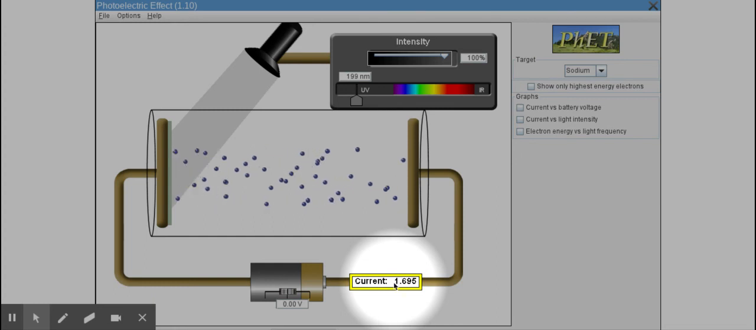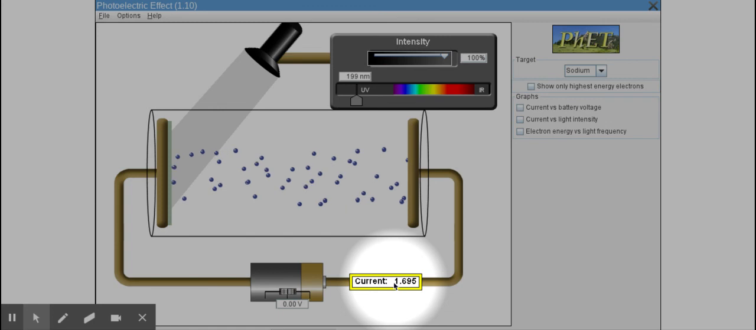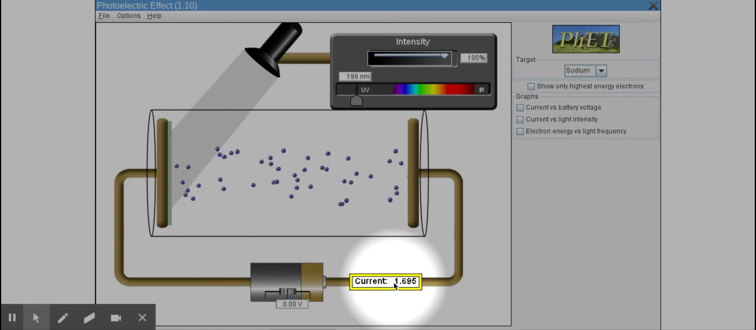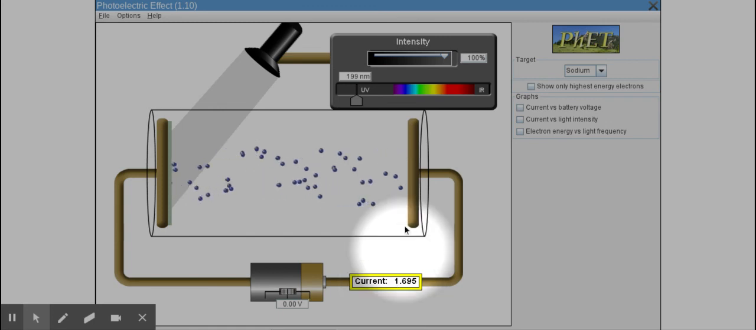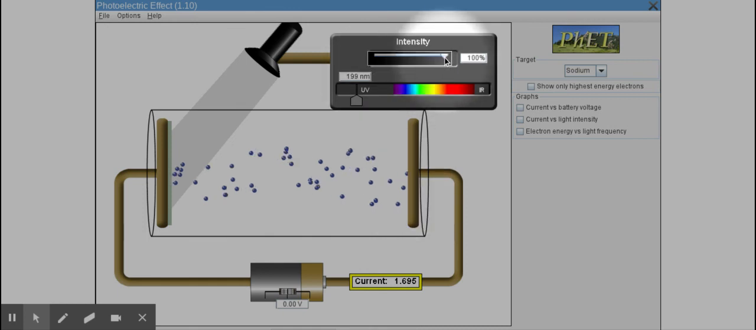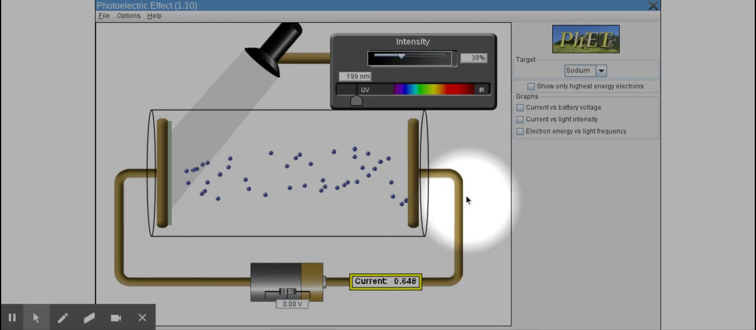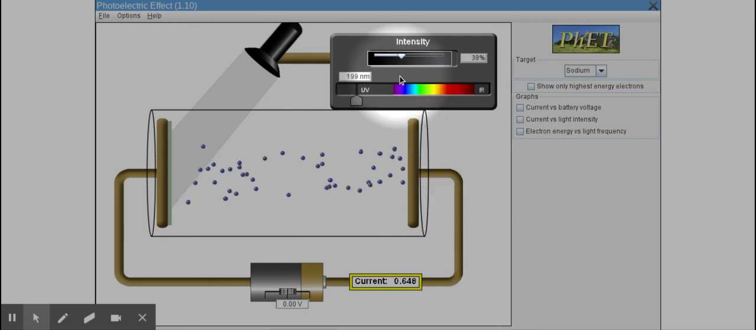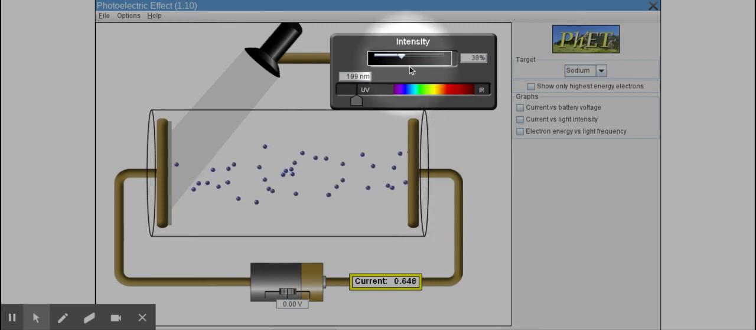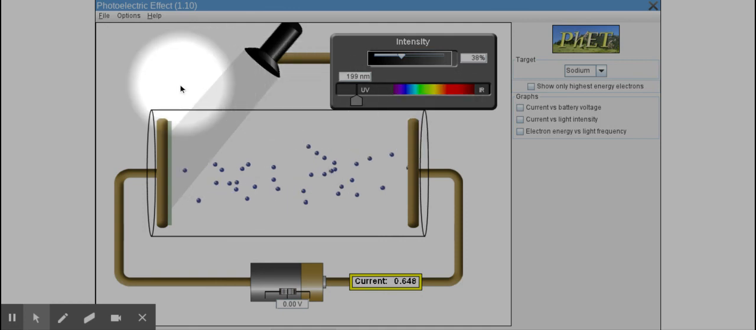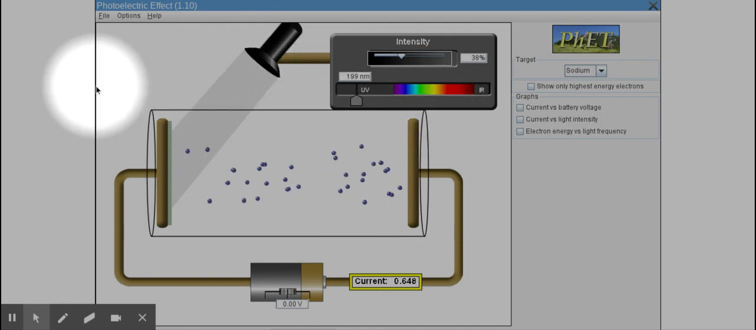So if we change the intensity, that will decrease the current. There we go, and you can see that it's decreased in proportion. So the big question that physicists were asking themselves in the early 20th century is, why does this happen? Why does the intensity not trigger photoelectric effect, but the wavelength does?